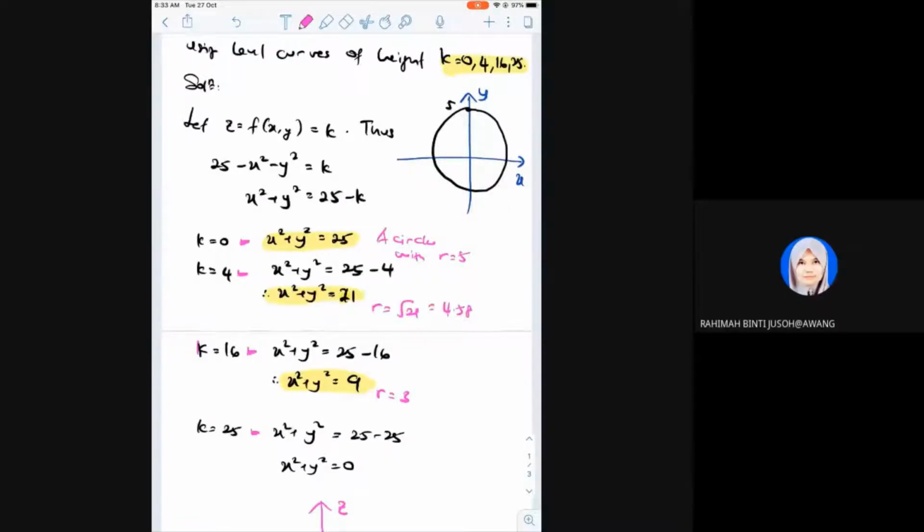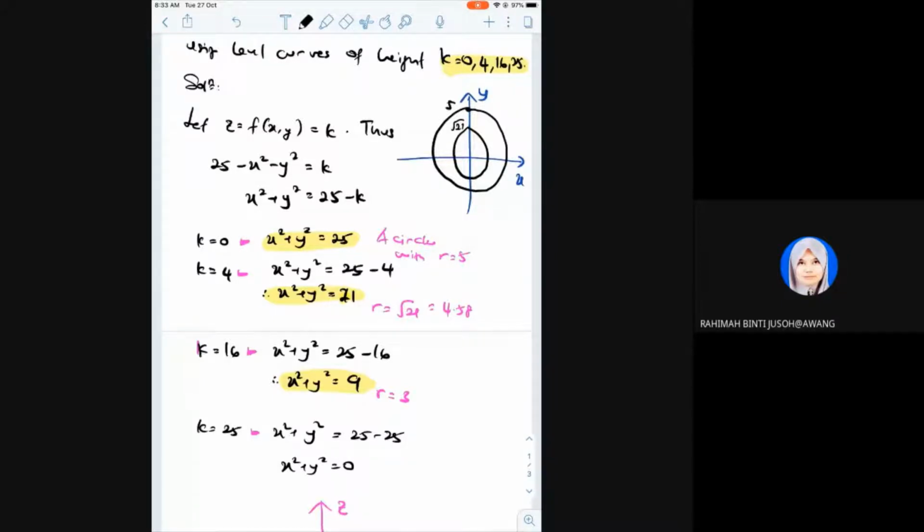4.58. All right, so it should be smaller. Yes, okay, it should be smaller. So the second circle is smaller. Okay, square root 21. Okay, you can mute now.